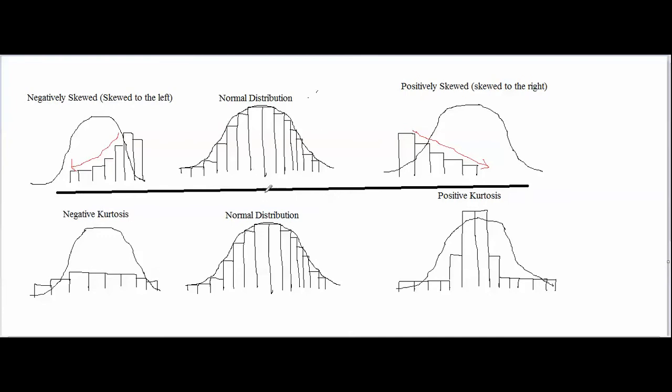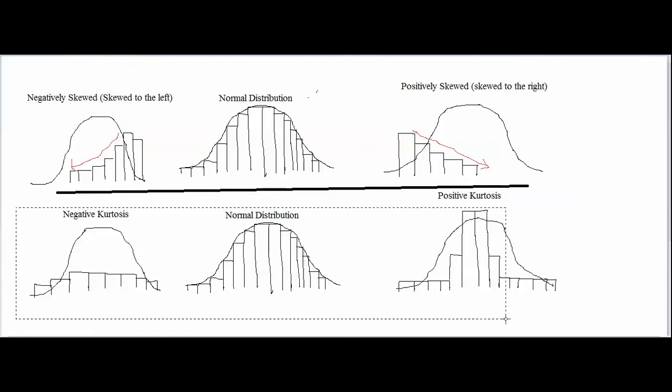If the data is perfectly normal, then the skewness value will be 0. So let's say that this number line right here is the skewness value. Let's move this down.